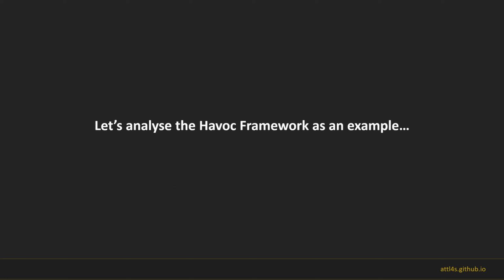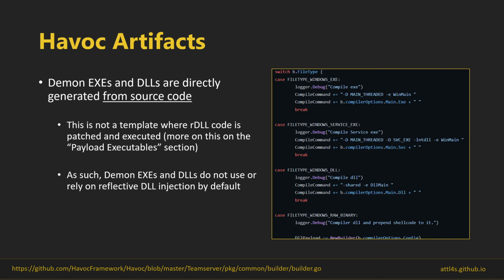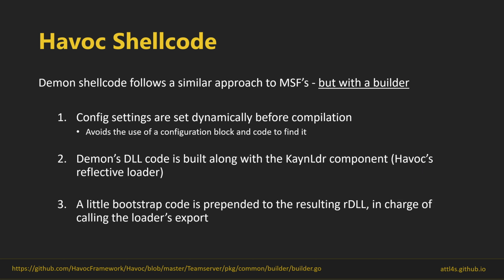So let's analyze Havoc, the awesome Havoc framework, as an example. If we have a look at the code, we're going to see that the main agent of Havoc, which is the daemon, we're going to see that daemon exes and DLLs are generated directly from source code. Okay, this means that they don't use reflective DLL injection whatsoever. They are just code where all the settings are set and the code is built. That's it. But what happens when we want to generate a daemon shellcode?